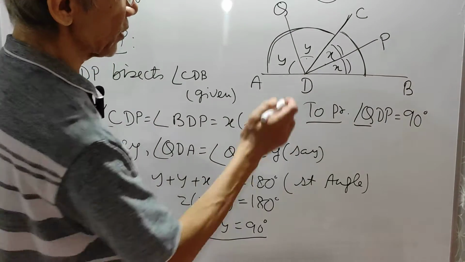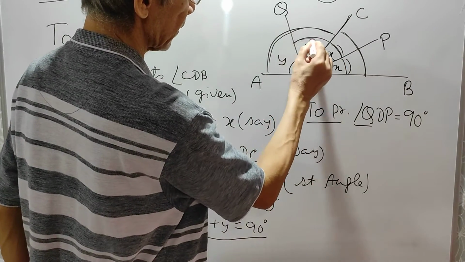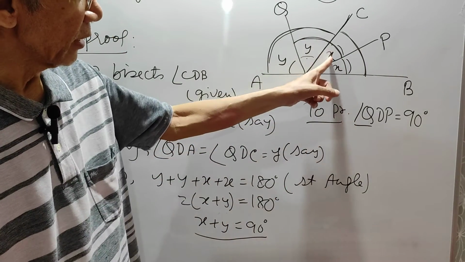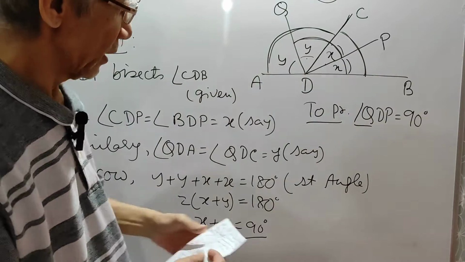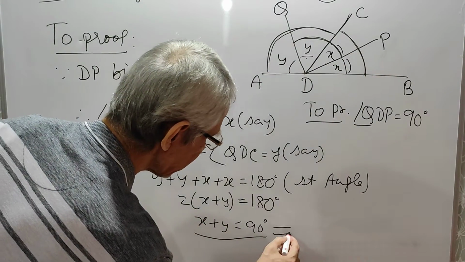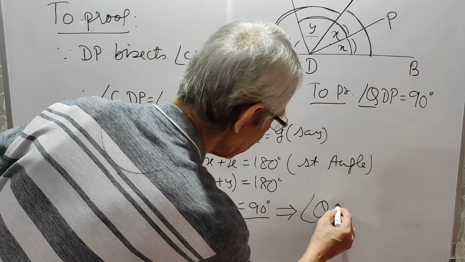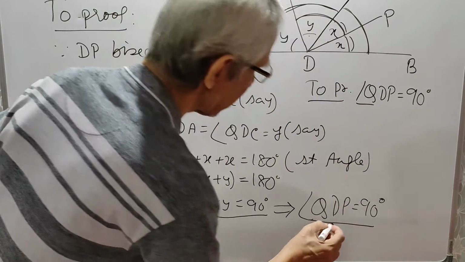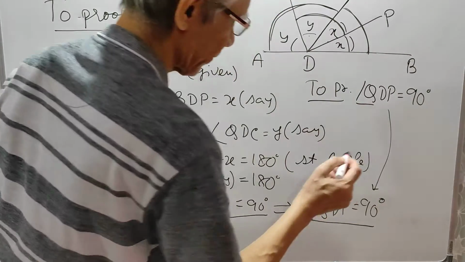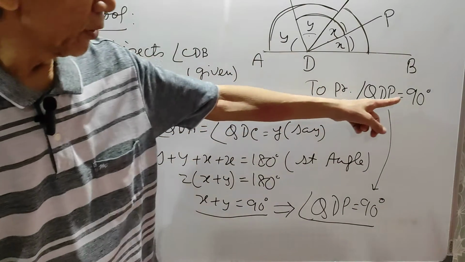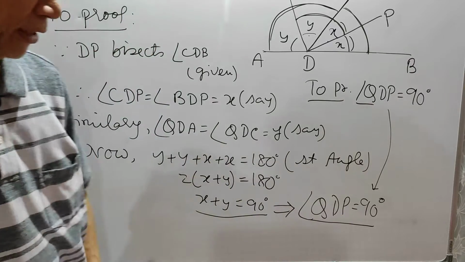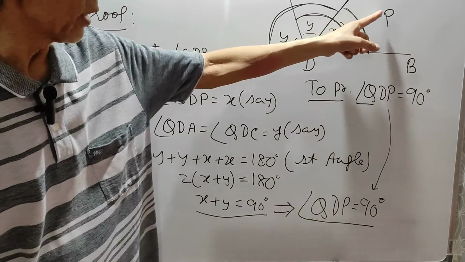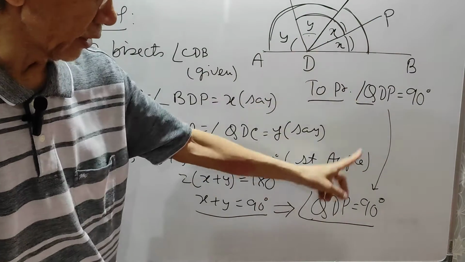So we have got x plus y 90 degree. x plus y means which one? This angle. You see this angle. Now x plus y 90 degree. x plus y means QDP. So that gives us angle QDP equal to 90 degree. So this is what we had to prove. We had to prove QDP equal to 90, so we got QDP equal to 90. This angle is QDP, that is 90 degrees. So proved.